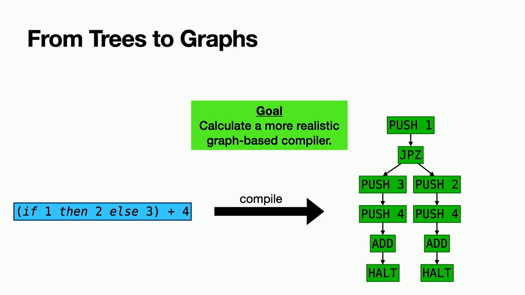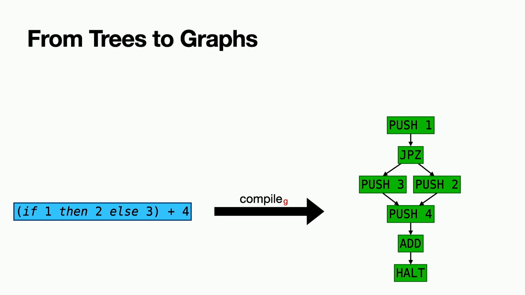So what we rather want is a compiler that produces sort of graph-shaped code, right? That instead of having this duplicated, has some kind of jumping from here over here, right? So that it rather looks something like this. So a compiler that produces some kind of graph structure. So that's the goal for this talk.